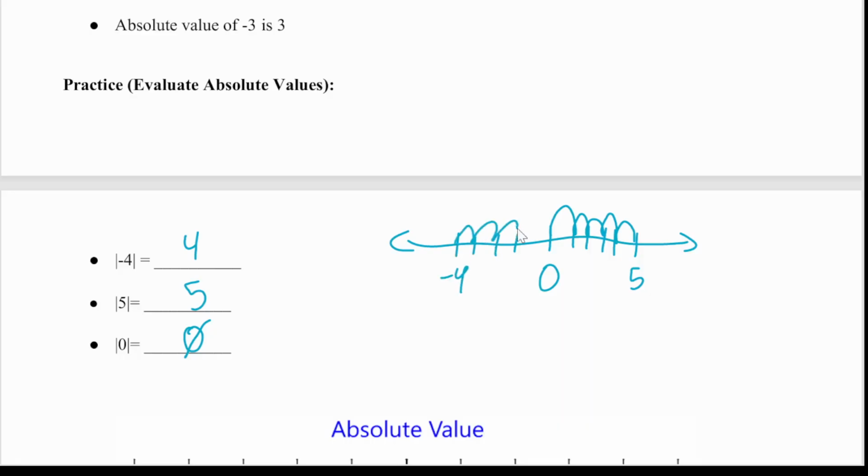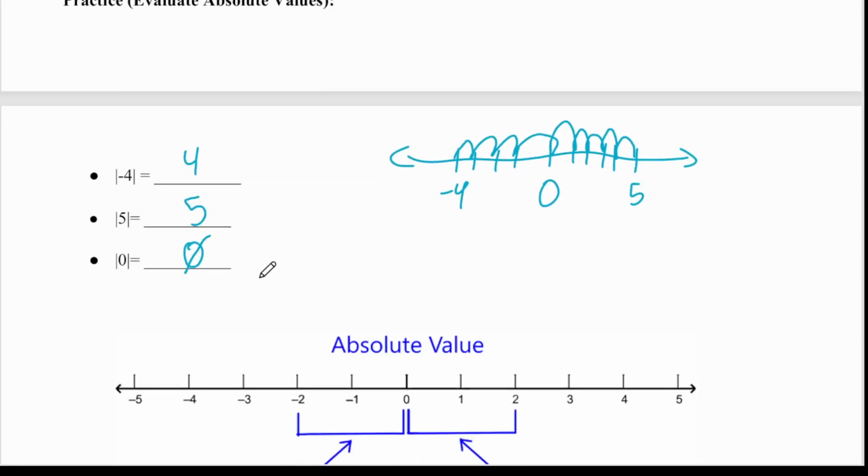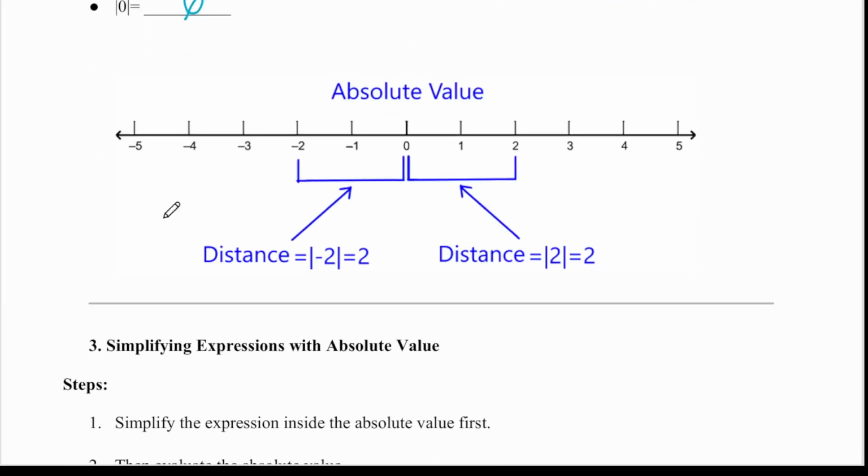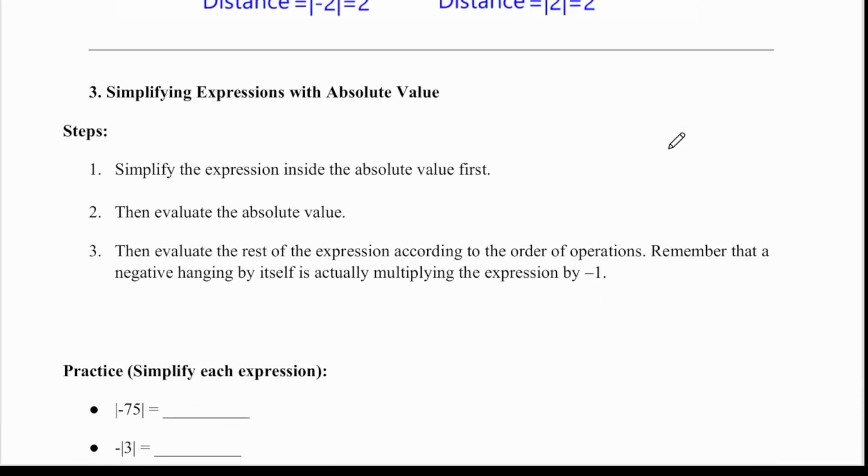Negative 4 is 1, 2, 3, 4 away from 0. And don't hesitate to draw a number line if you like. And this is just a nicer number line of what we went over earlier about 2 and negative 2.